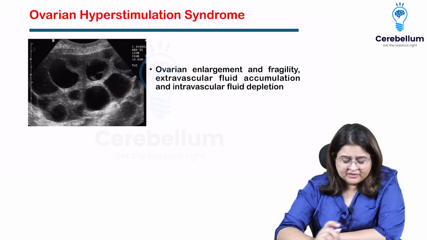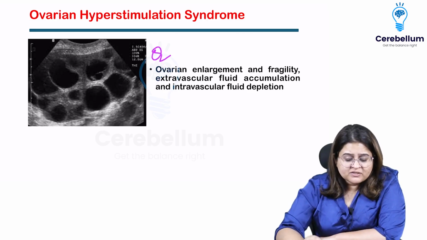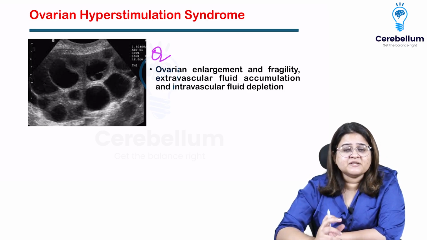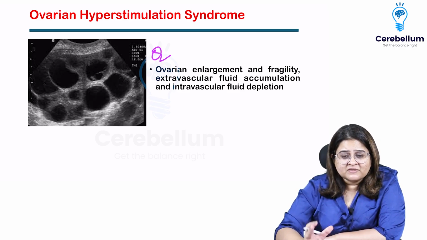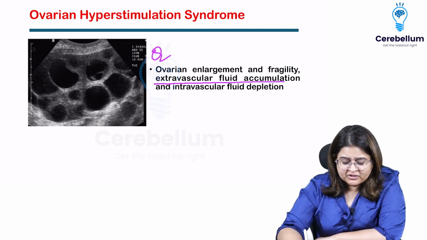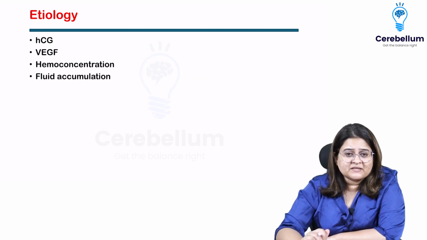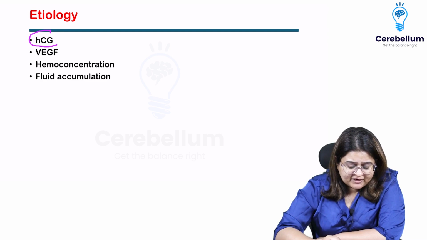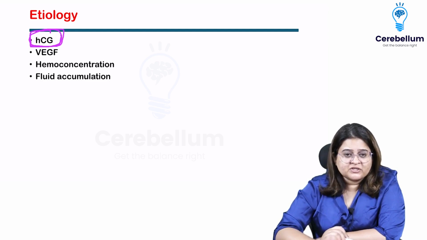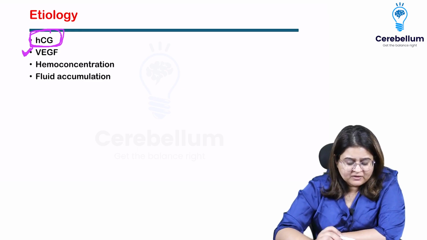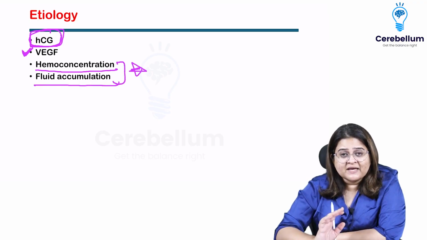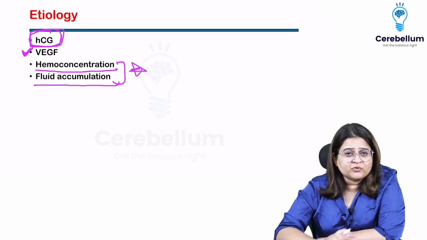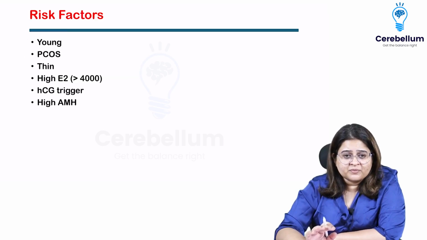Amongst these, the question that commonly comes is on OHSS. When you see this picture, these are hyperstimulated ovaries, large bulky ovaries, which are very fragile, and because of this bulk there is extravascular fluid accumulation and intravascular fluid depletion. This is typically seen in OHSS. The primary factor responsible has been found to be HCG, but there is also some role of VEGF, vascular endothelial growth factor, and the main pathologies happening are hemoconcentration and fluid accumulation in the extravascular space. So you have ascites, pleural effusion, and bloating. That is the usual presentation.